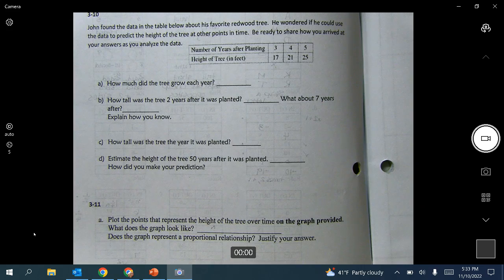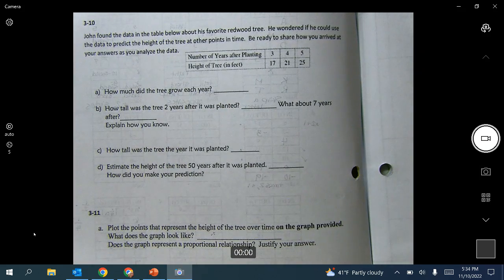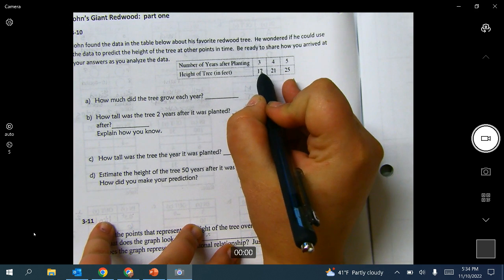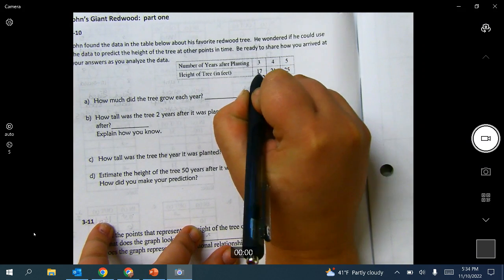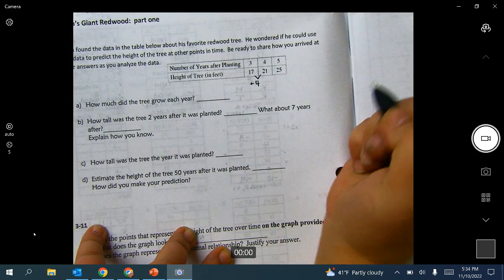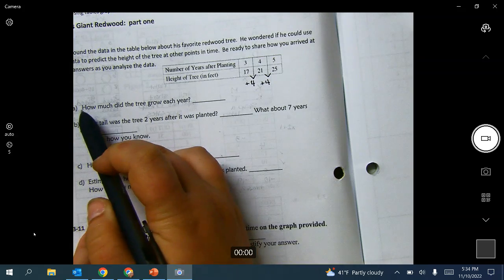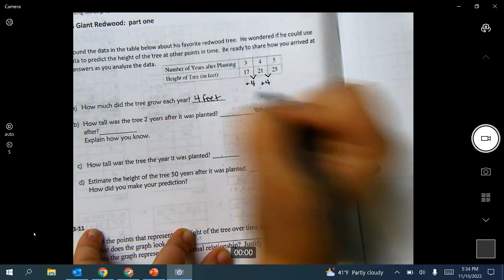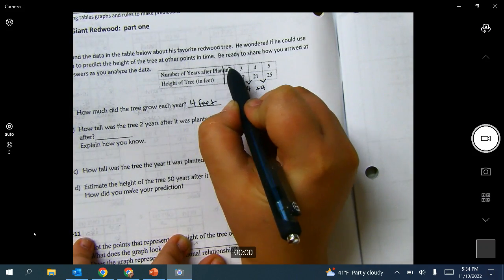All right, so if I look at this table, I have number of years after planting and the height of the tree in feet. Okay, so starting at 3 years after it was planted, it was 17 feet. 1 year later, it grew, let's see, from 17 to 21, that's 4 feet. Okay, from year 4 to year 5, it looks like it also grew 4 feet. So for question A here, how much did the tree grow each year? It grew 4 feet.